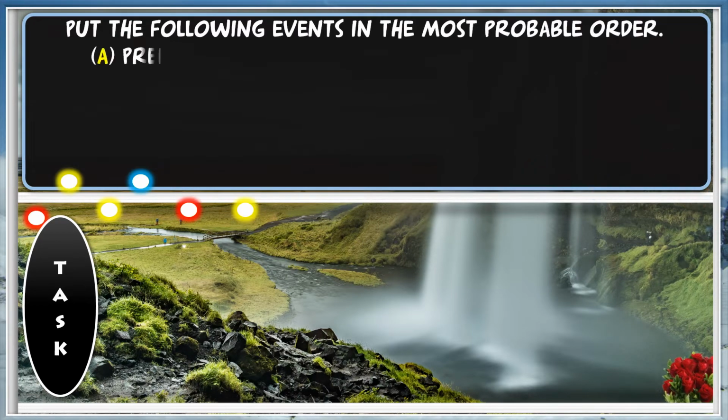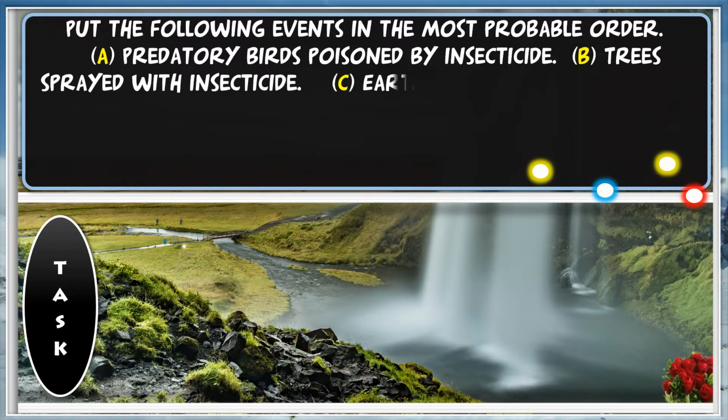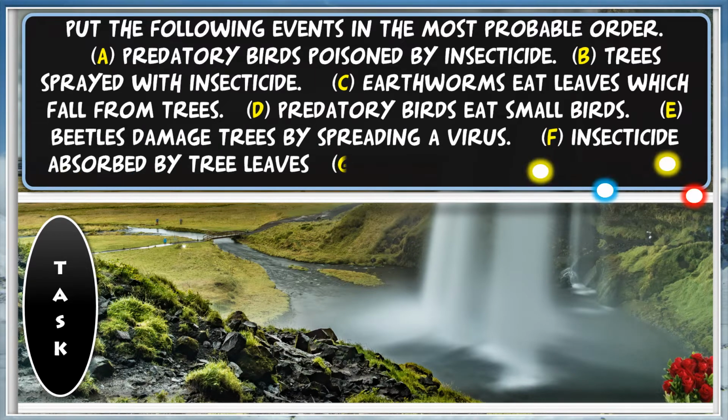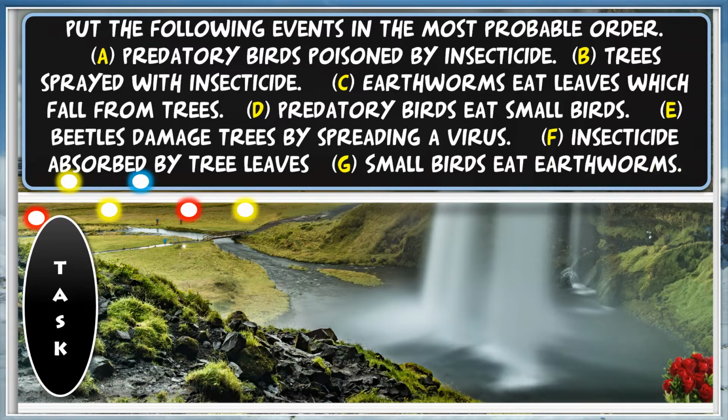Put the following events in the most probable order. A. Predatory birds poisoned by insecticide. B. Trees sprayed with insecticide. C. Earthworms eat leaves which fall from trees. D. Predatory birds eat small birds. E. Beetles damage trees by spreading a virus. F. Insecticide absorbed by tree leaves. G. Small birds eat earthworms.